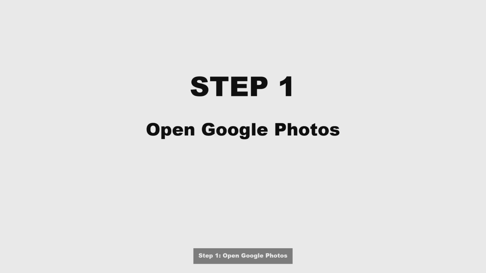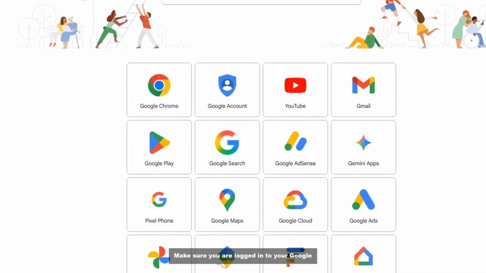Changing the language in a Google Photos app can help you navigate the app more comfortably. Follow these steps to adjust the language settings. Step 1. Open Google Photos. Launch the Google Photos app on your device. Make sure you are logged into your Google account.